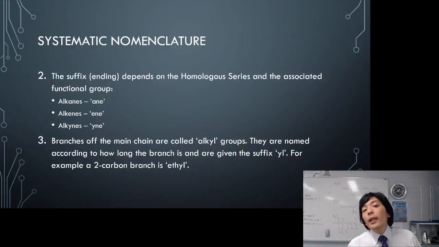Okay, and if there were a branch of carbons, you call that an alkyl group, and you have to put the yl suffix after the prefix, which shows the number of carbons. Now in the year 11 course, you're only expected to know either 1 or 2 carbons in a branch, so either a methyl group or an ethyl group as a branch of carbon. So that's what you'd have to know.